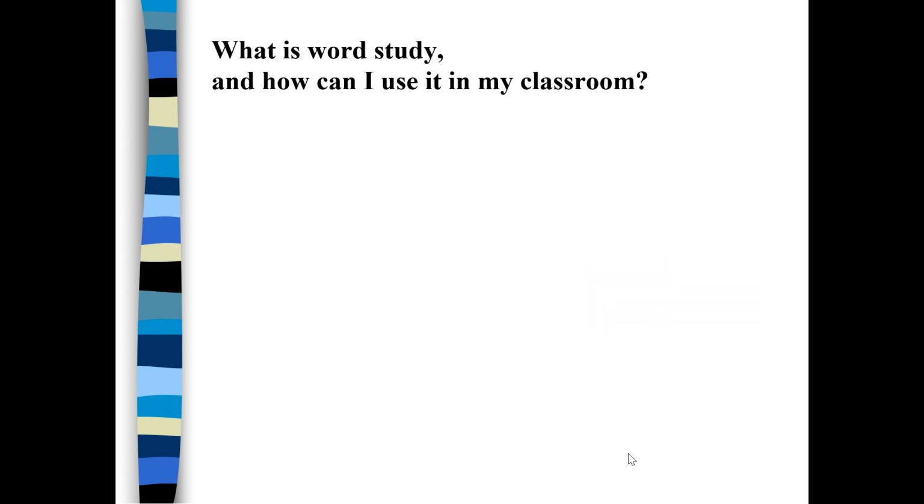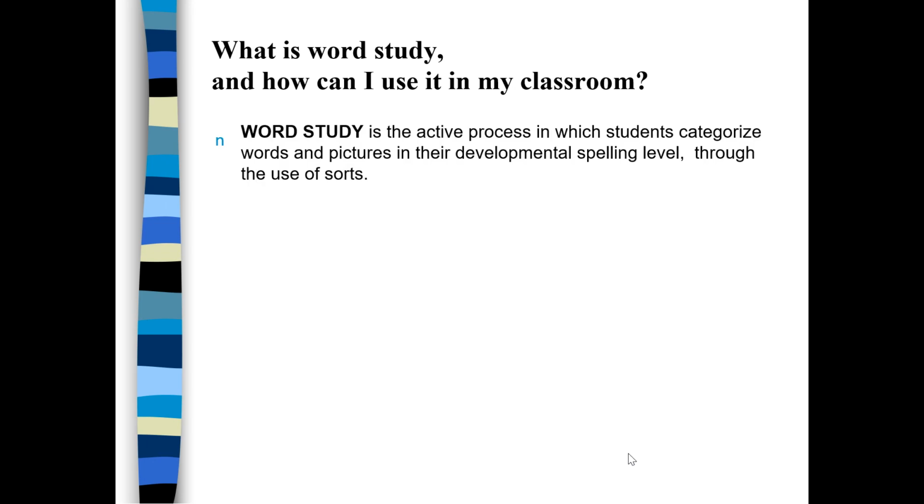What is a word study and how can I use it in my classroom? It's an active process in which students categorize words and pictures in their developmental spelling level through the use of sorts, and we're going to call them word sorts. So I'm going to note the vocabulary that I want you to specifically notice here. It's an active process. Categorize words and pictures in their level.